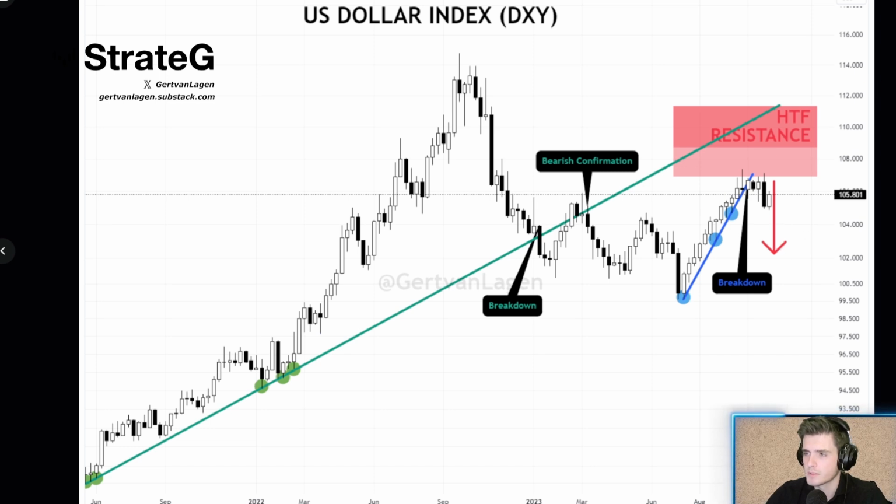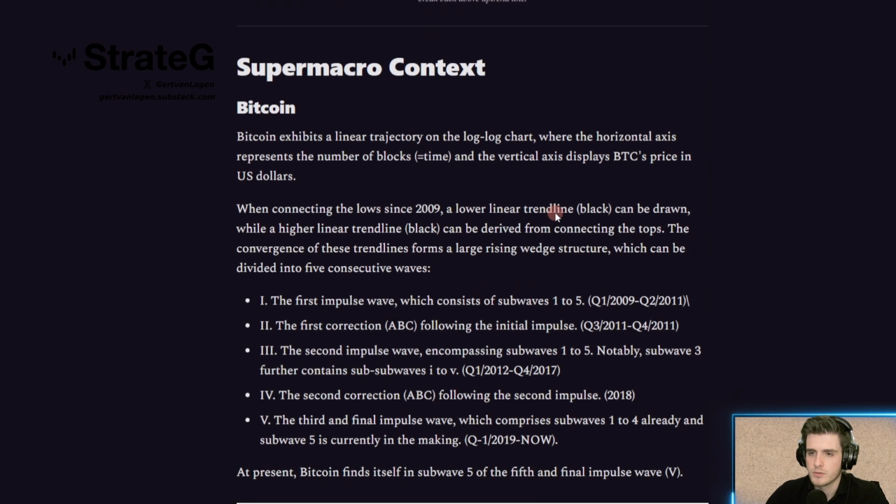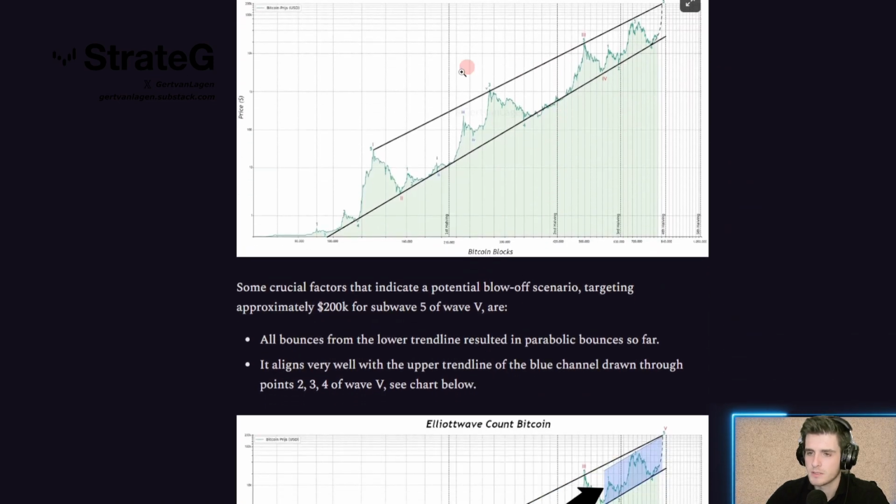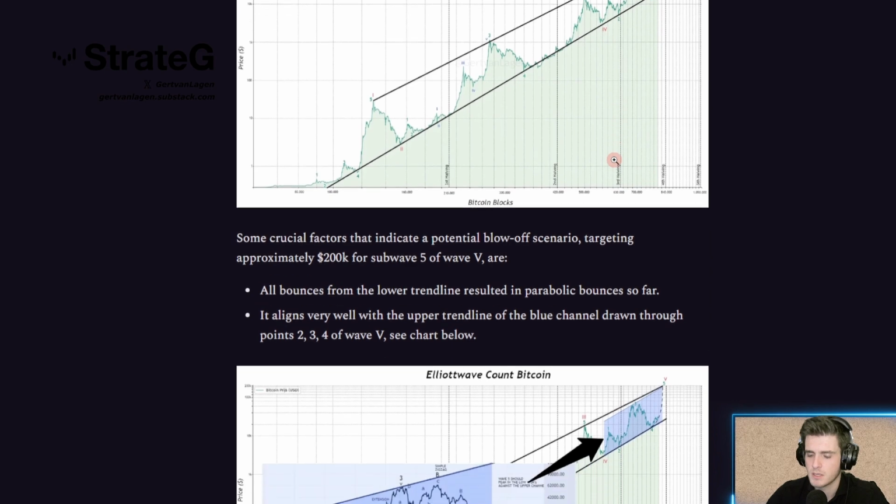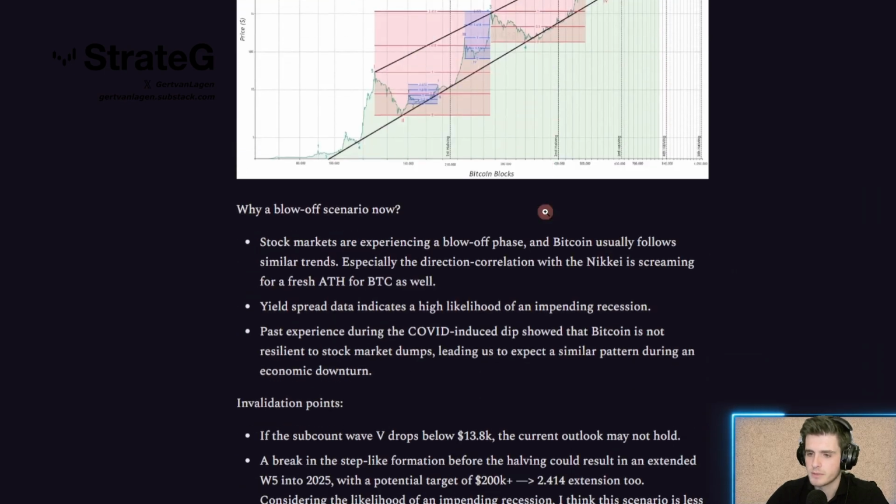Also on the Supermacro I will show in a... Then we have the Supermacro context, in which I described this whole move of Bitcoin. We also discussed this one. More information you can read there.